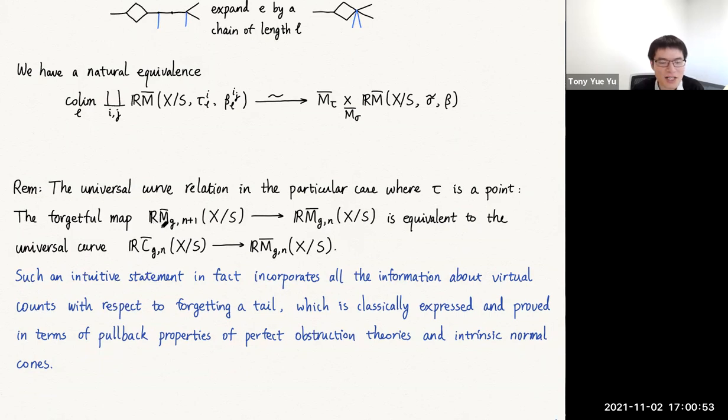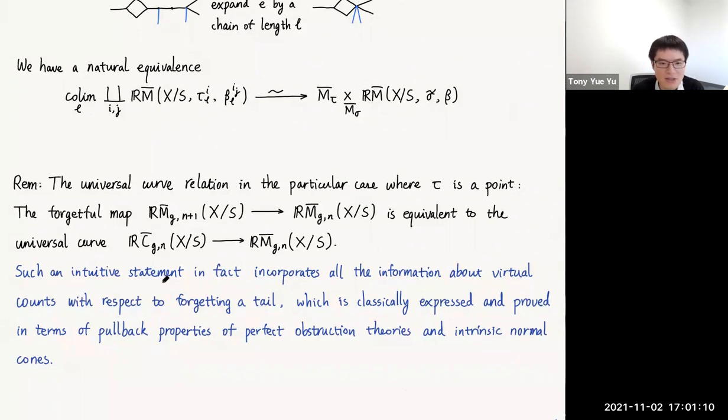For the classical moduli stacks, it's a statement that we are very familiar with. But now we are saying that it's actually also true together with the derived structure. And such an intuitive statement, in fact, incorporates all the information about virtual counts with respect to forgetting a tail.